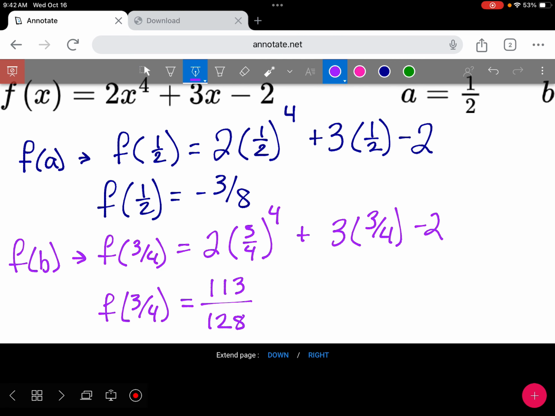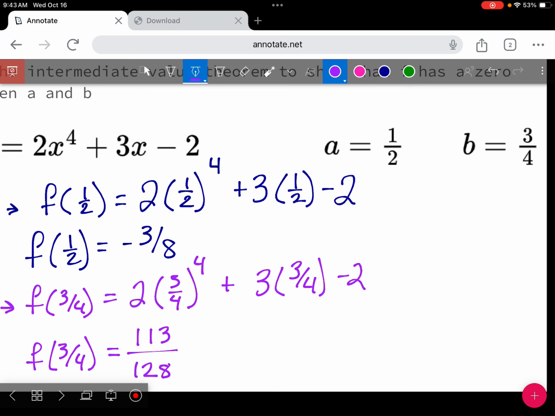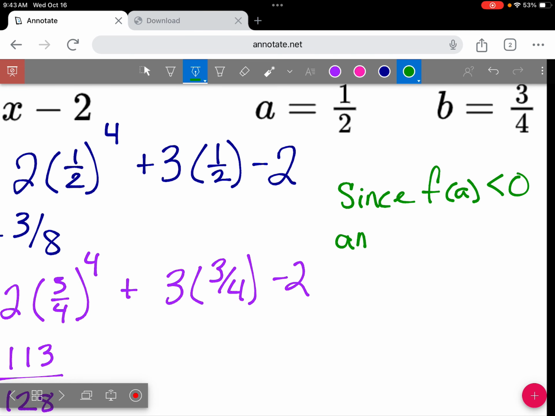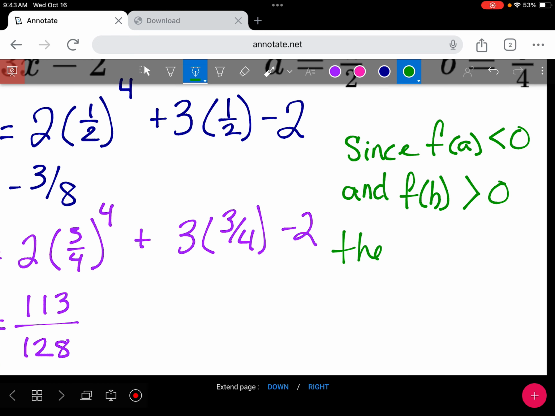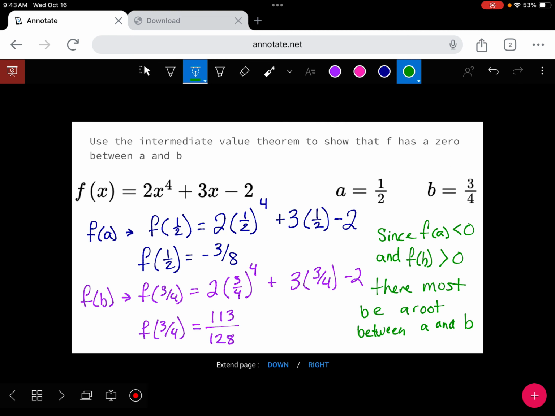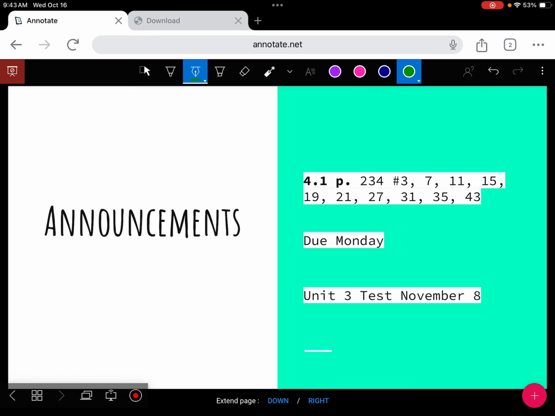So since my f of a is negative and my f of b is positive, this is our last line we write, guys. So since f of a is less than 0 and f of b is greater than 0, there must be a root between a and b. Okay? So that's all the way up to our intermediate value theorem, and tomorrow we're going to work with some more sketching stuff.